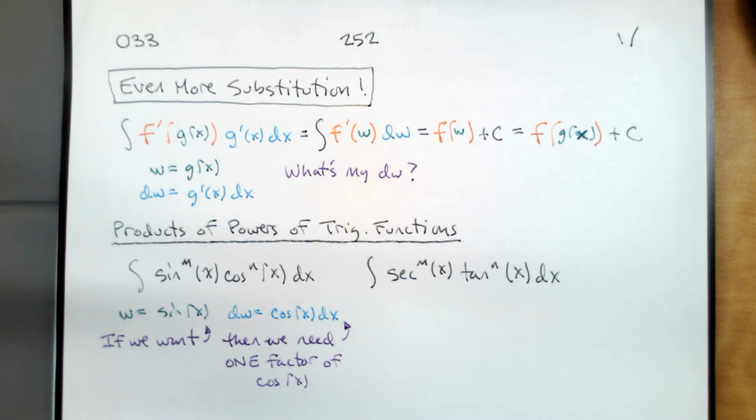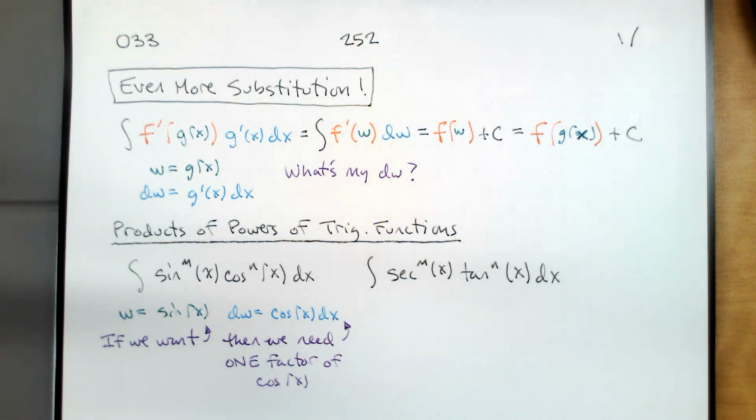The reason I'm going to specify that there's one factor of cosine is that only one factor of cosine gets to be the dw. You can think of it that way as well. So if I've got 5 factors of cosine, I need one of them to be the dw, and we're going to have to figure out what to do with the other 4. Here's why the count matters. It's not just that we need a cosine.